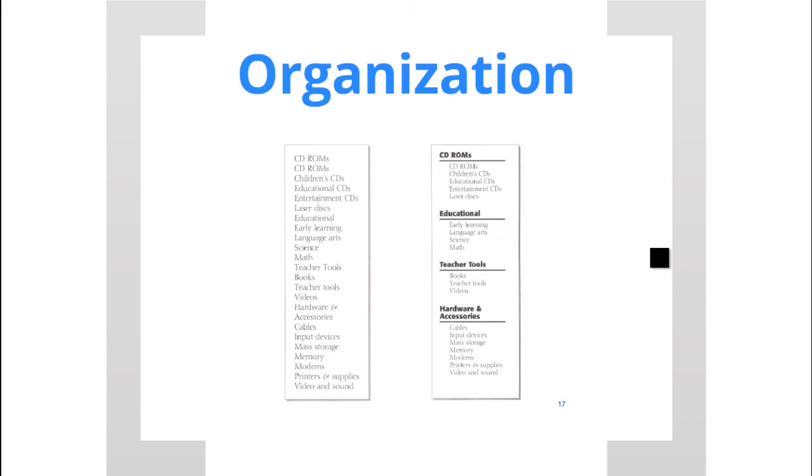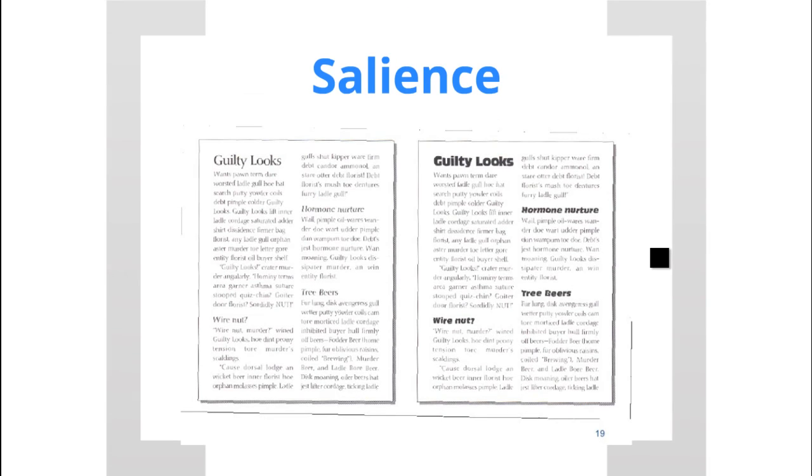Organization. For instance, how you organize the material will really determine how people see things. And in this example, as you can see on the right side, it's so much easier to see the information. Salience. It helps you make things important and grabs your attention. And as we talked about before, having the attention of the reader is one of the preconditions to learning.